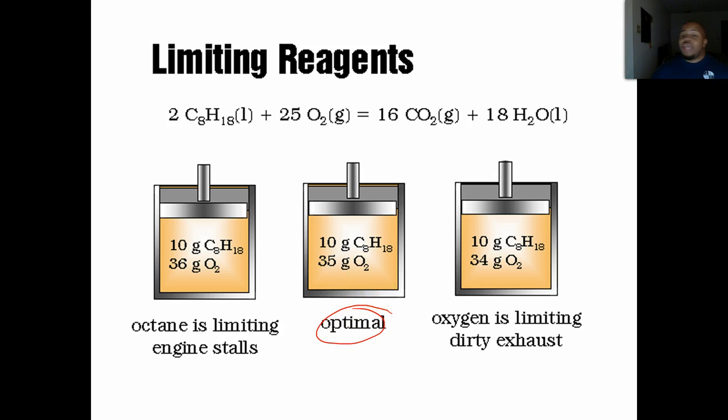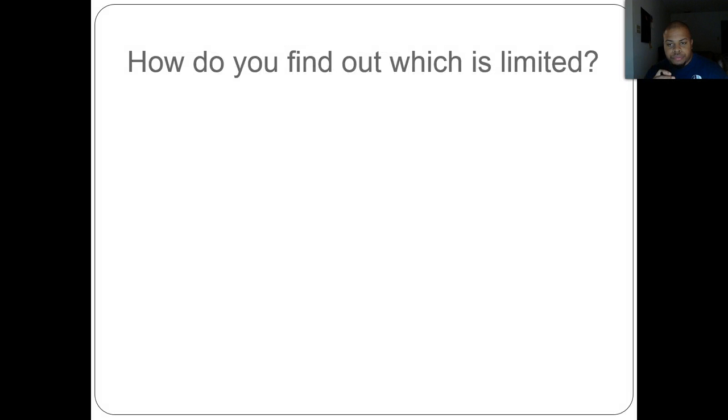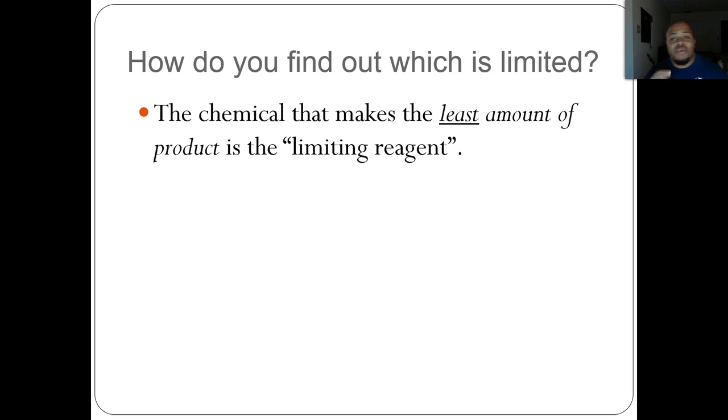Now, with my reaction, I need to be able to figure out what that optimum is. If I know how much of a certain reactant I'm using to make a certain product, I want to know what's going to give me the best return on my money. So, how do I find out which one is limited? Well, the chemical that makes the least amount of product is the limiting reactant.